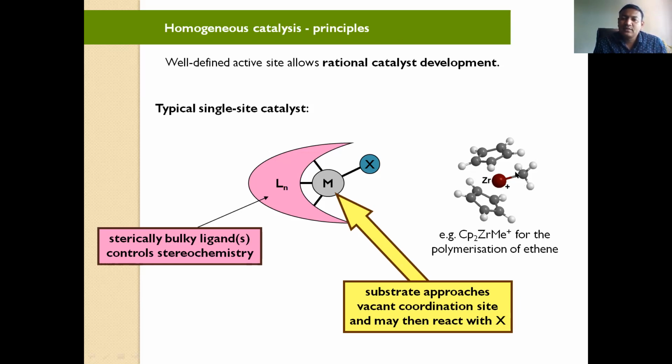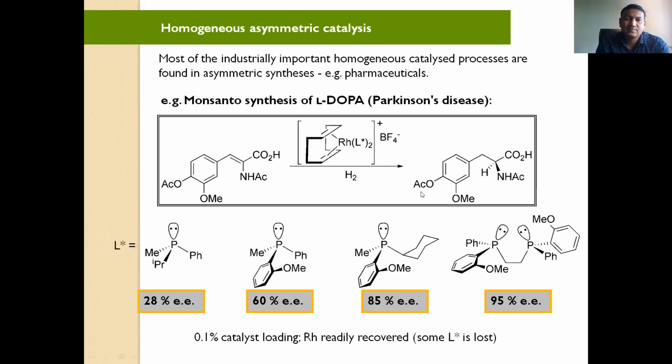In this example, this type of catalyst is the zirconium catalyst. They are used in polymerization of ethene, which is Ziegler-Natta catalysis, right? So that example I have already taken at the end of this presentation. Okay, just to remember this.